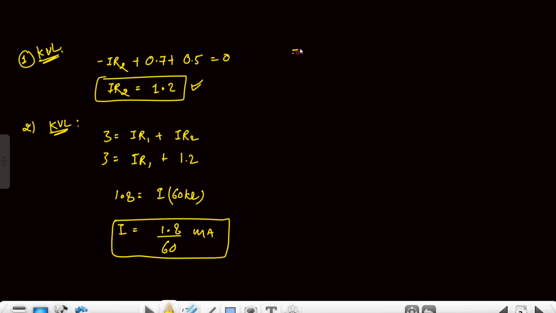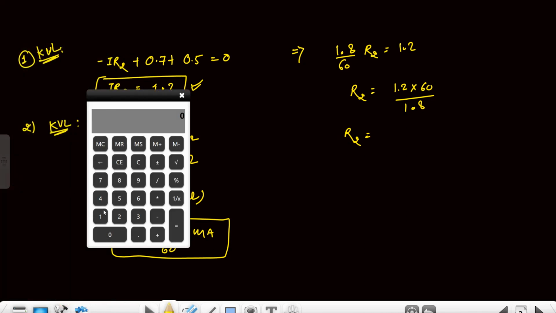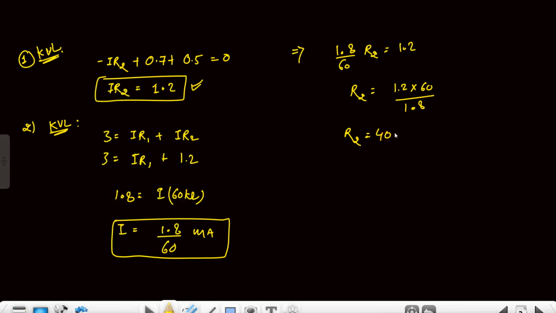Now substituting this value of I into this expression, 1.8 upon 60 into R2 equals 1.2. So R2 will be equal to 1.2 into 60 upon 1.8. 1.2 into 60 is 72, and divided by 1.8, it is 40 kilo ohm. So this is the answer.